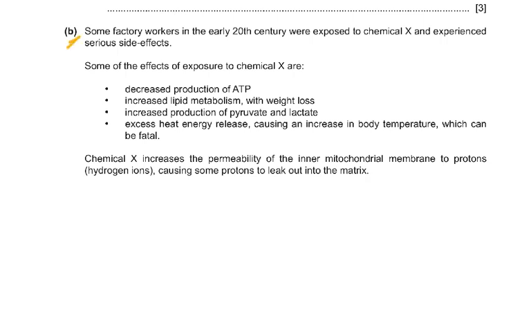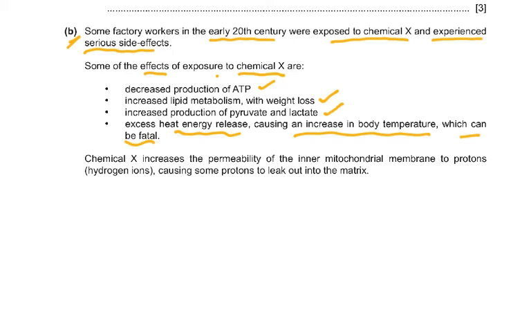Now, coming to the B part of the question, some factory workers in the early 20th century were exposed to chemical X and experienced serious side effects. Some of the effects of exposure to chemical X are decreased production of ATP, increased lipid metabolism and weight loss, so your fats were being used up and you were losing weight, increased production of pyruvate and lactate. Whenever it says pyruvate, you know when is pyruvate made? It's made at the end of glycolysis. When is lactate made? At the end of anaerobic respiration. So excess heat energy release causing an increase in body temperature, which can be fatal.